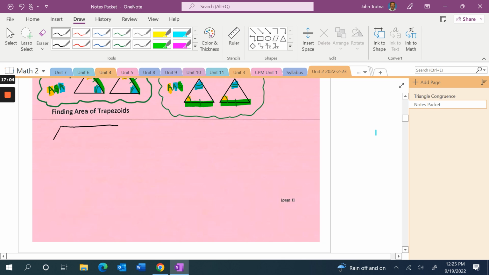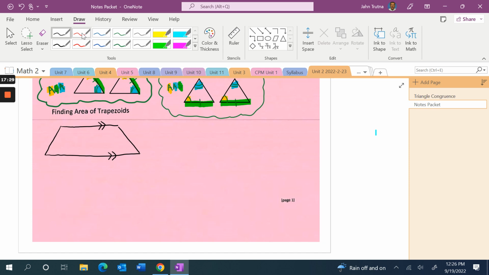The sides of the 4-sided shape could be equal or they could be not equal. But the thing is, in a trapezoid, it's always going to have just one pair of parallel sides. So you can see in this drawing, I have a 4-sided shape. The top is parallel to the bottom. That's what those arrows indicate. So this is what a trapezoid looks like.